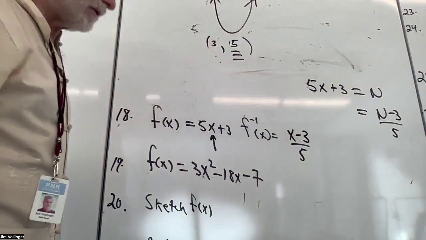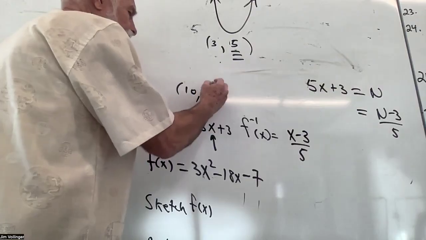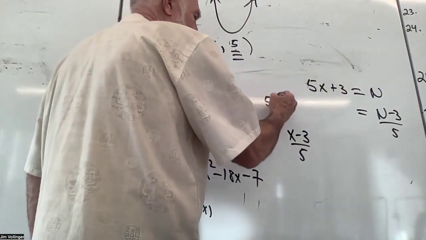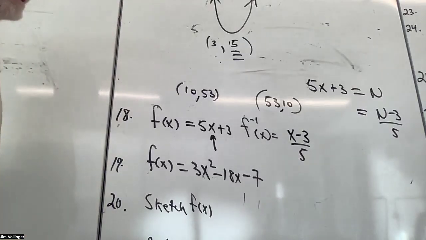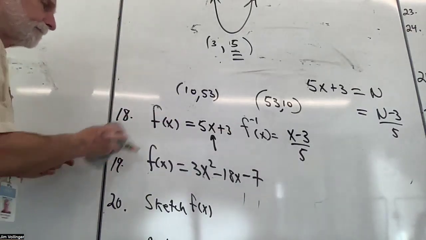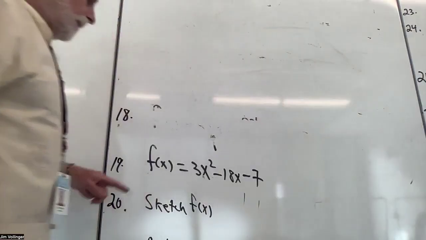How do we check for carelessness? Put an easy number in. I'll put a 10 in and get 53. Over here, if a 53 doesn't get me a 10, I've made a mistake. I can see that it works. We move on. All right, let's get this off the board, save you some time.